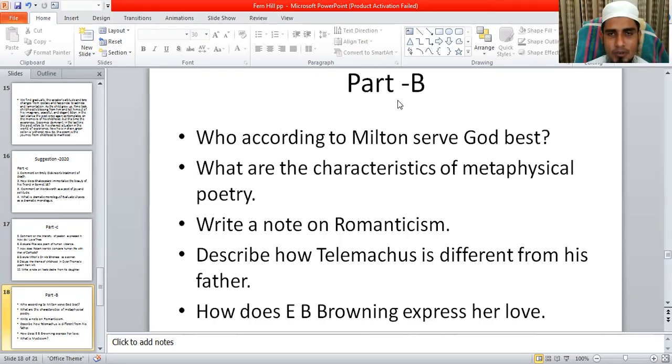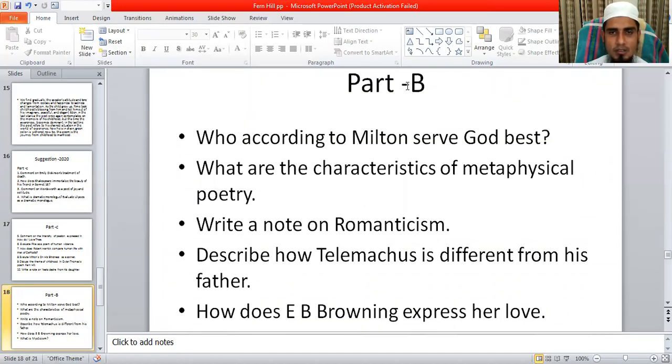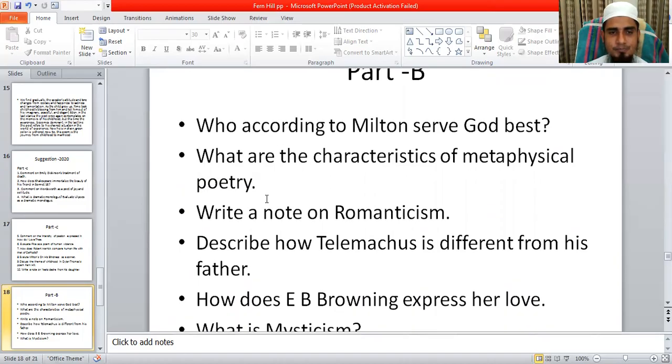So in part B, we will find some short questions. Who, according to Milton, serve God best? You know, it is a question from Milton's poem On His Blindness. According to Milton, who serve God best? This is the question. Another is, what are the characteristics of metaphysical poetry? This is a short question.